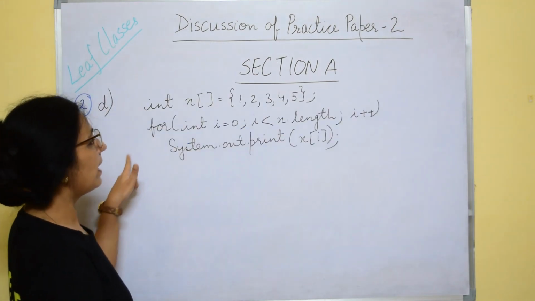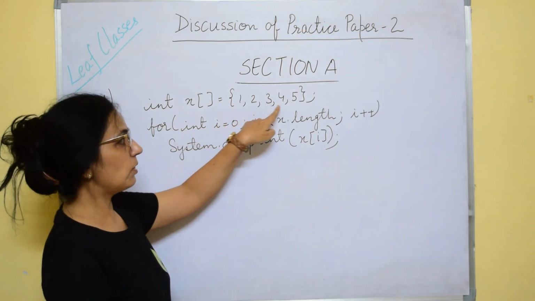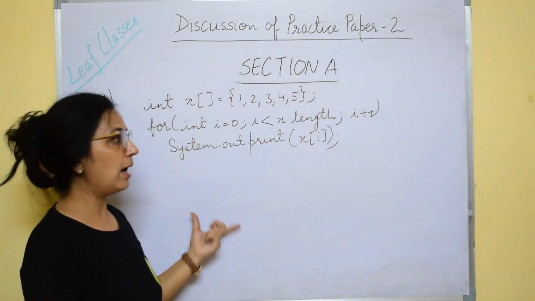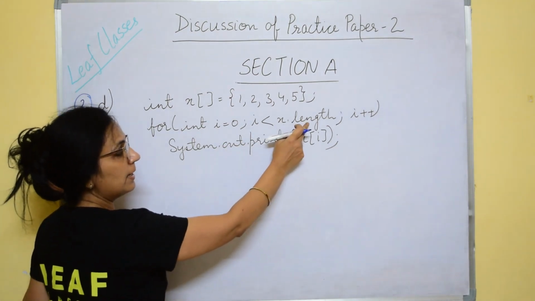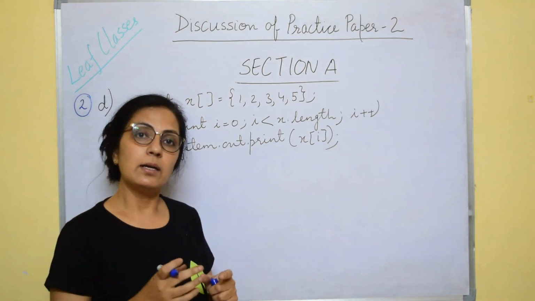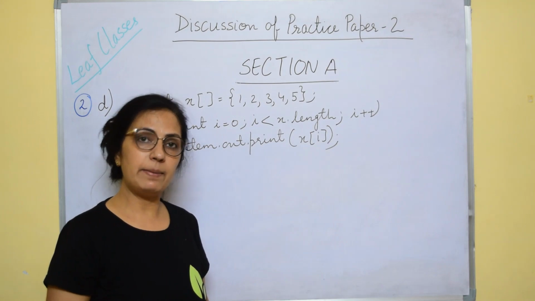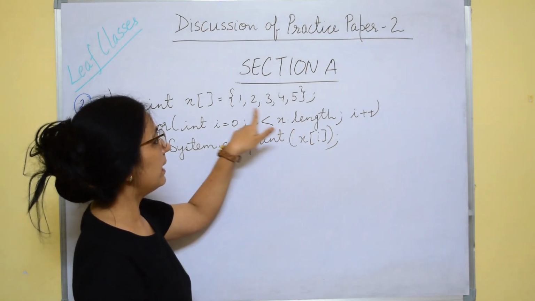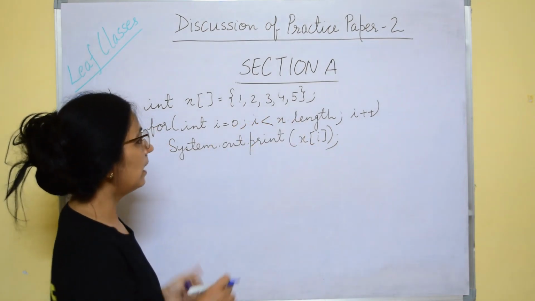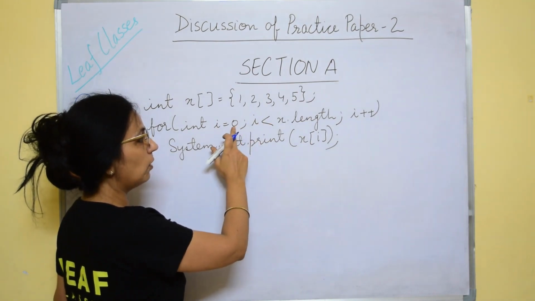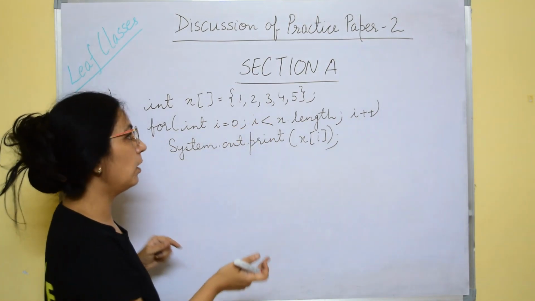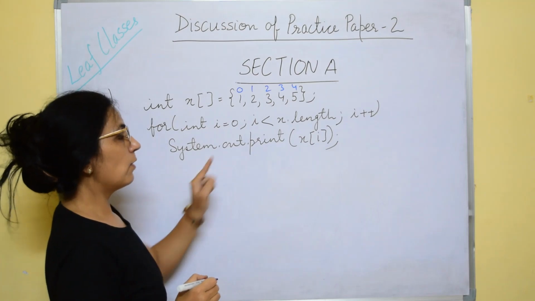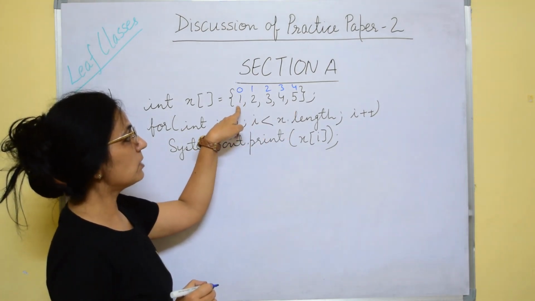Question number 2, D part. Array is given with the values 1, 2, 3, 4, 5. The for loop is there and one print statement is there. You have to give the output. So x.length gives you the size of the array, that is, total how many elements are present in the array. So here the value of x.length will be 5. Total 5 elements are there. So this loop will execute from 0 to 4, that is, 0 to less than 5 means 0 to 4, and the first index number of an array is always 0. So if the size is 5, it will go through the index numbers from 0 to 4.